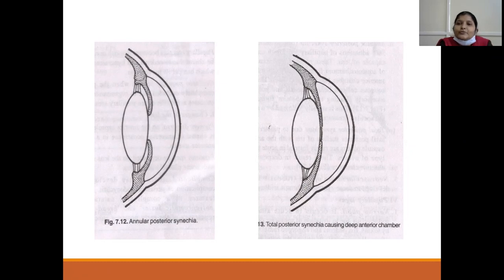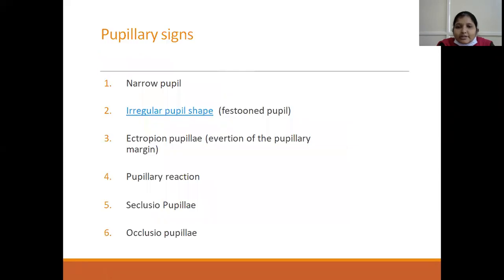So that is called total posterior synechia or plastered iris, though it is very rare. Next, coming to pupillary signs, we can see narrow pupil because of the sphincteric irritation due to the toxins, or because of waterlogging and edema of the iris, the pupil does not dilate easily. It leads to narrow pupil or miosed pupil. And the pupil is irregular in shape. As I have already mentioned, in segmental posterior synechia, we see festooned pupil.